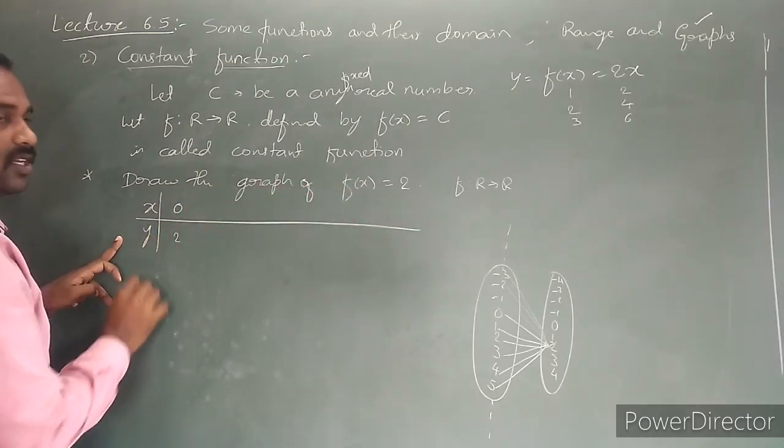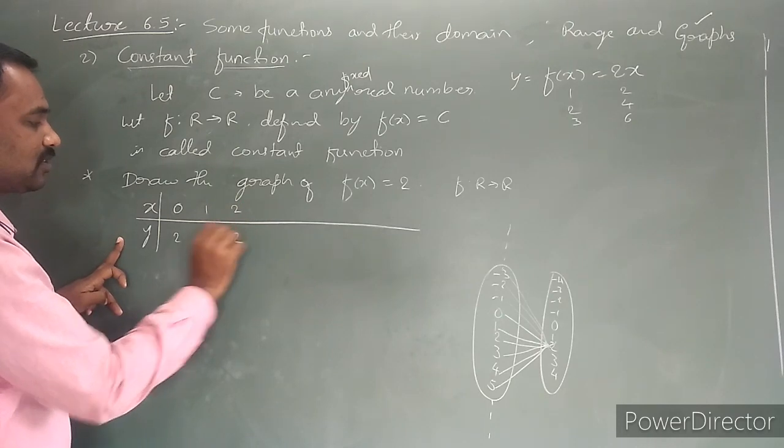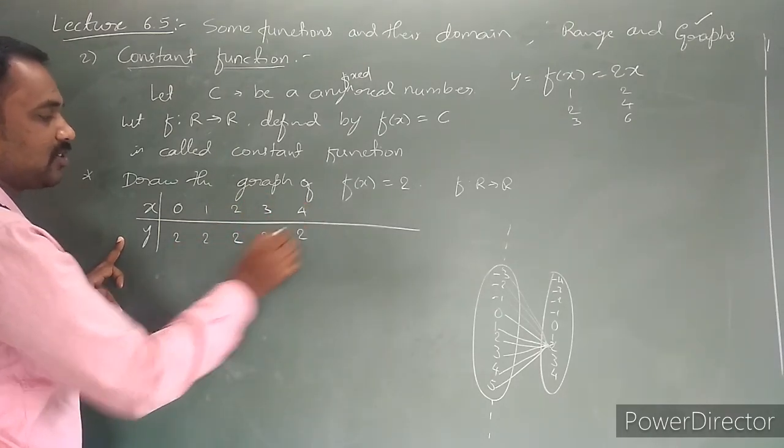Function value is 2. If x value is 1, function value is 2. If x value is 2, function value is 2. If x value is 3, function value is 2. If x value is 4, function value is 2.